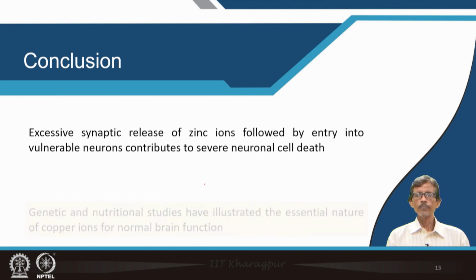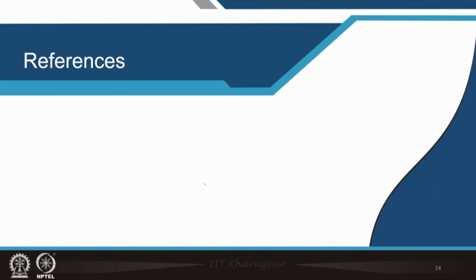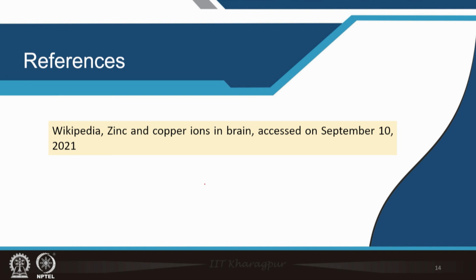What about copper? For copper you can have the control from the genetic region from our birth time also, and nutritional studies have also shown us that it has a very essential nature for normal brain function. Okay. So, we are talking about the effect of the metal ions on brain functions only, and the references are particularly for zinc and copper ions in the brain, and the book also.